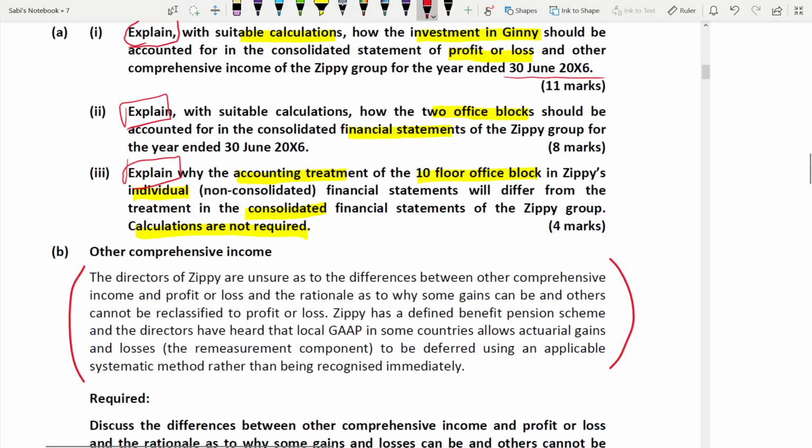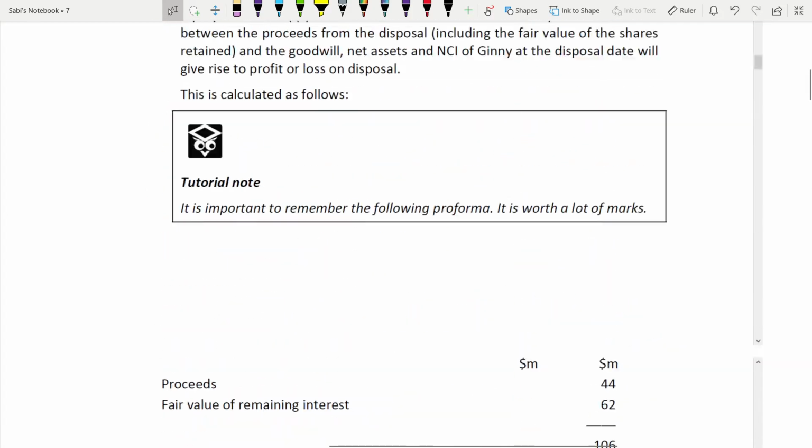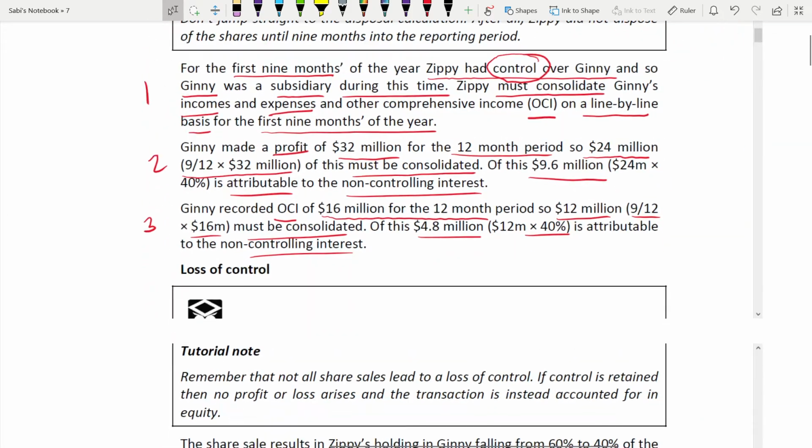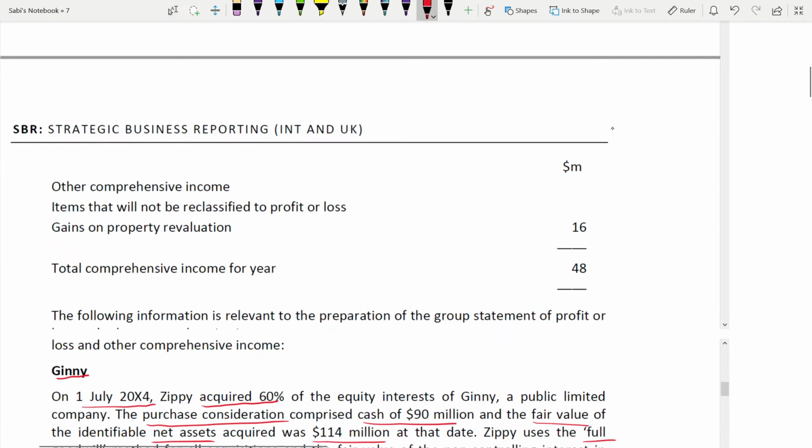Now let us keep it ready. Now loss of control. Now we are coming to the disposal part. We are over. OCI 16 million. This one. Don't take 48. 48 is the sum of the profit and the OCI, 16 plus 32, 48. No, we are taking just the OCI, other comprehensive income. And in the other comprehensive income, there's only one item, the gain on property revaluation, which is 16. That's 16 only you are taking.